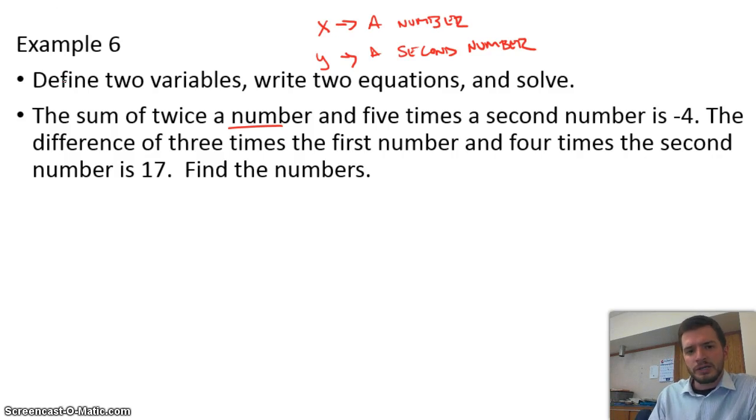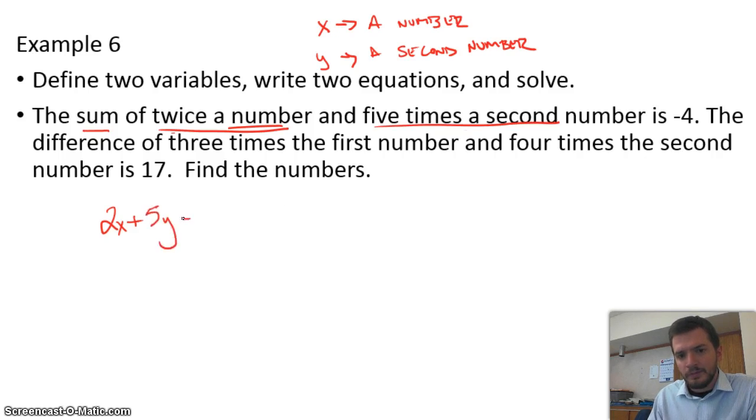So for the first one, it says the sum of twice a number. So first of all, twice a number is going to be 2x. And we're summing something, so we're adding it to 5 times a second number, so plus 5y equals -4.